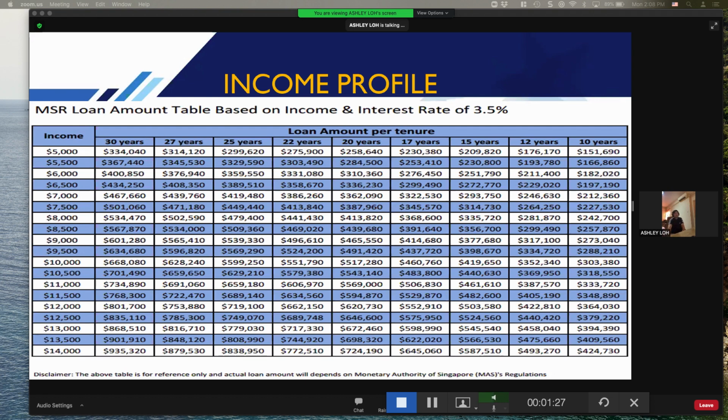You can either use the PA app that will give you a very safe or conservative figure for the loan amount for ECs, or you can refer to this table over here.